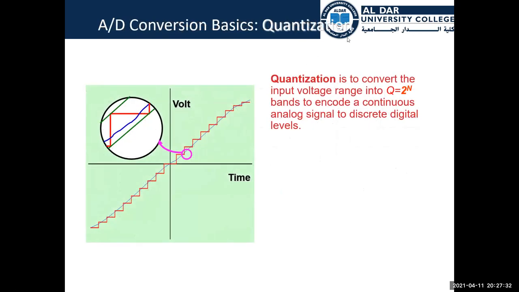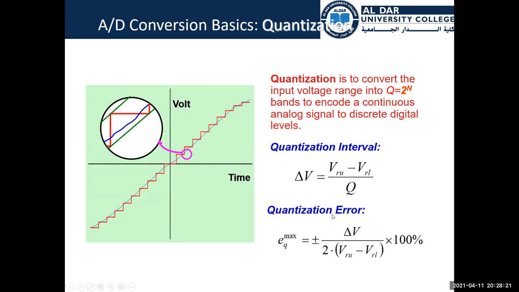There is a quantization. Quantization is to convert the input voltage range into Q bands, where Q is 2 to the power n, to encode a continuous analog signal to discrete levels. This is the quantization, and this is what we call the quantization step. In this image, this is the representation of the quantization step. And the quantization step can be calculated by delta V. Delta V is V upper minus V lower over Q, and Q is 2 to the power n.